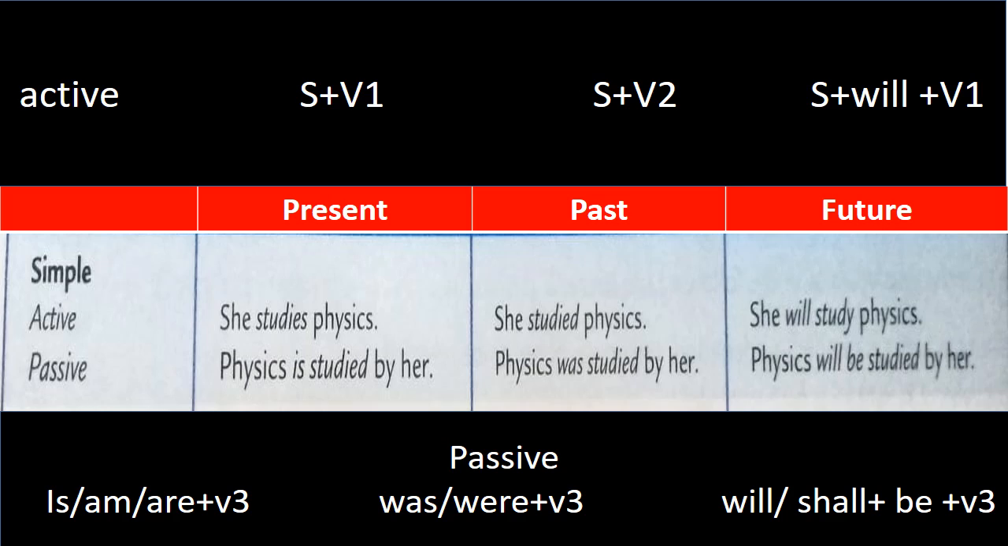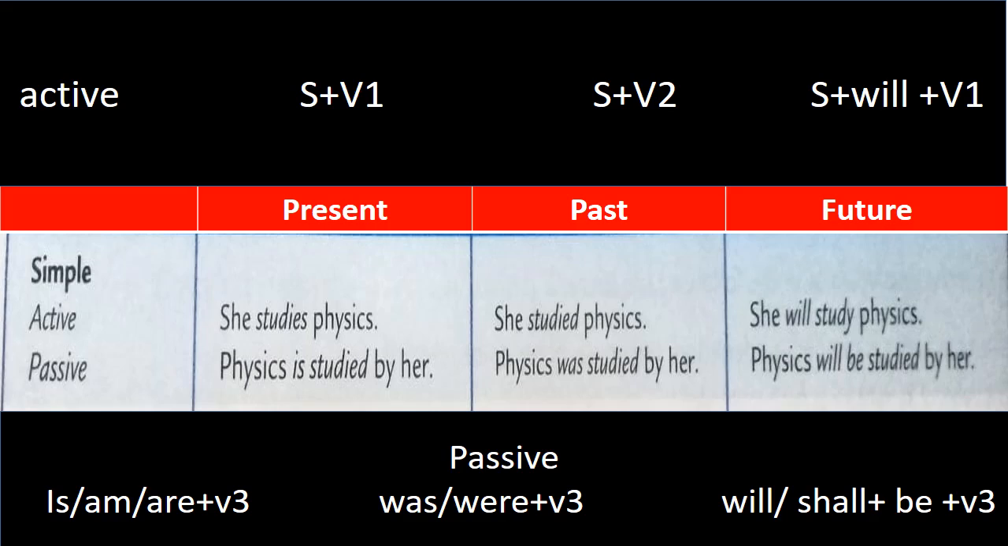Let's take simple future. Here you get the helping verb. So we take the same helping verb will or shall and we add be after that. Will or shall plus be plus verb third form.